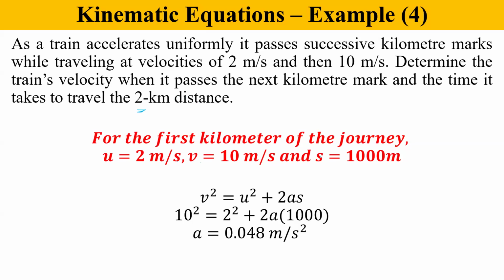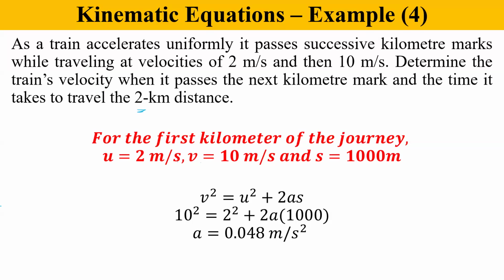All right, so we say that the distance here is equal to 1,000. Each mark that it passed is a 1,000 meter mark, right? That's what you have to recognize. So it's a successive kilometer mark. It says successive, so it means that between 2 meters per second and 10 meters per second, the distance between those two marks is 1,000 meters or 1 kilometer, all right? So that's what it means right there.